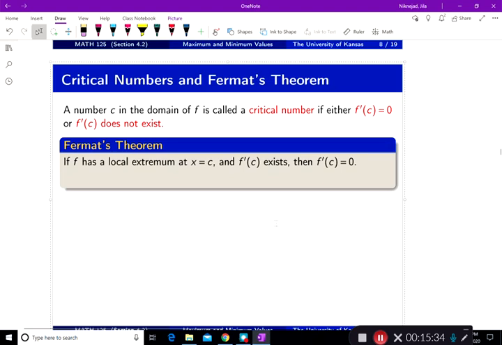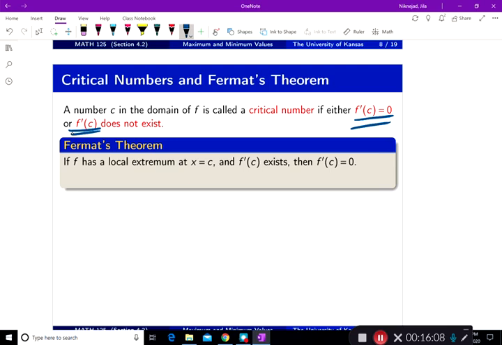Now we want to talk about critical numbers and Fermat's theorem. So Fermat, here's the thing. A number C in the domain is called a critical number if f prime of C is equal to 0 or f prime does not exist. So two conditions, don't forget this. One is f prime can be 0 or f prime does not exist at C. And so f prime of C equal to 0 or f prime of C does not exist.